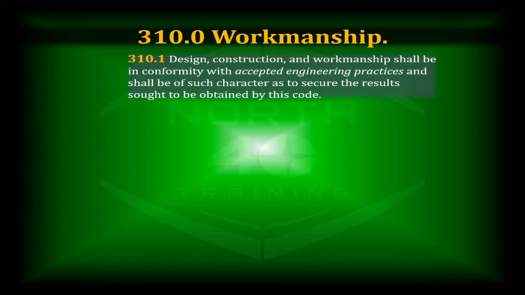So 310.1, design, construction, and workmanship shall be in conformity with accepted engineering practices and shall be of such character as to secure the results sought to be obtained by this code. And again, that's up to interpretation of your AHJ.